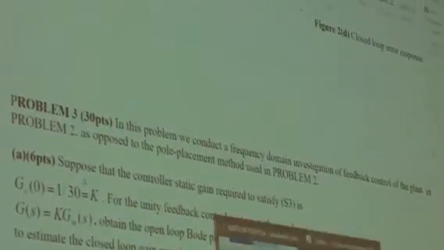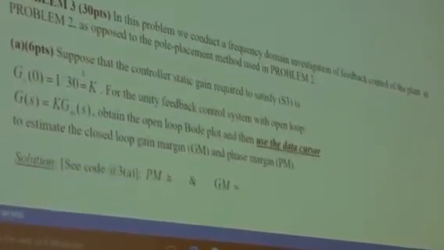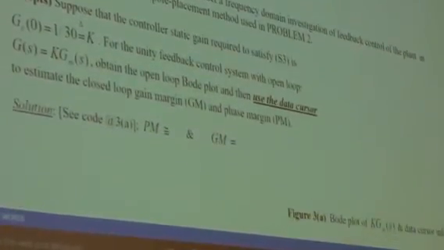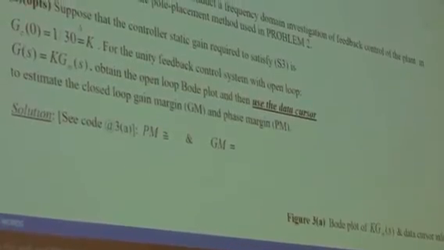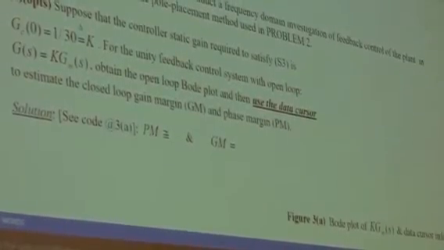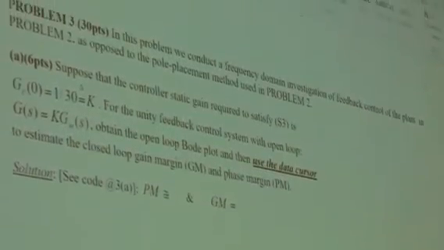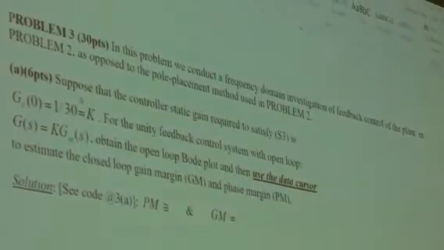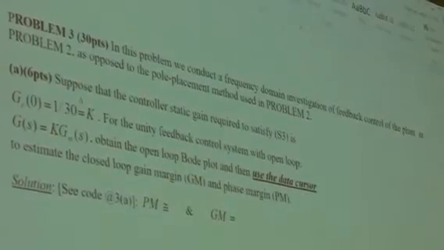All right, problem 3. In this problem, we're going to look at the same problem as problem 2, but not from pole placement. Rather, we're going to look at it from a frequency domain investigation. Okay, so the first thing you want to do is suppose that the controller gain required to satisfy the steady state error spec is 1/30. Now, where did 1/30 come from, do you think?